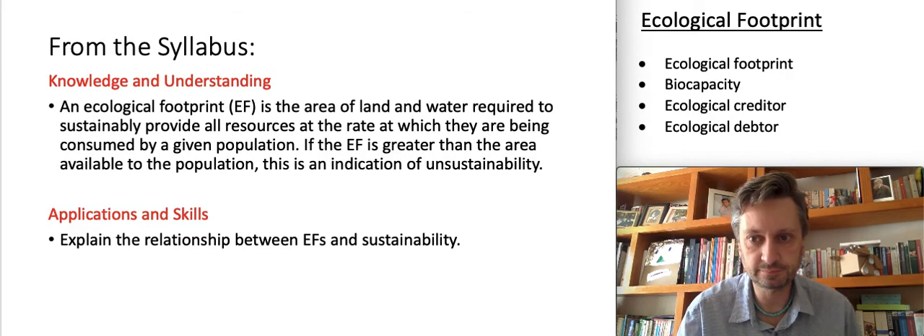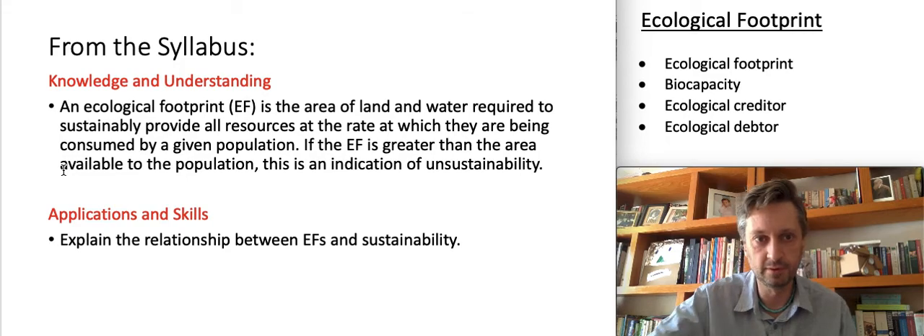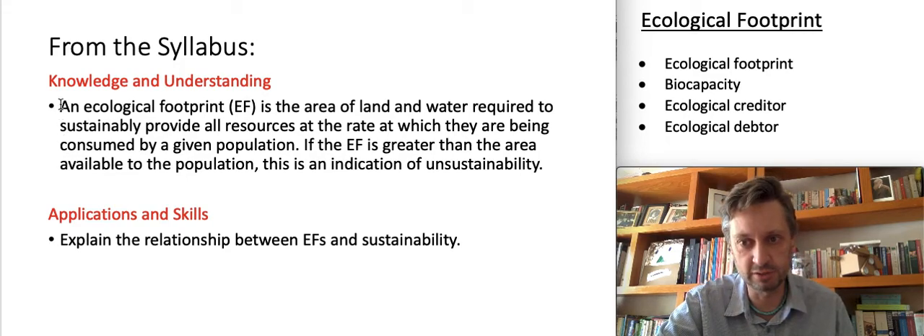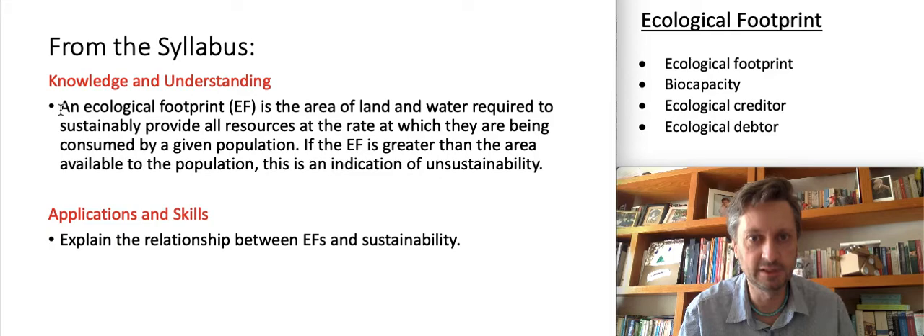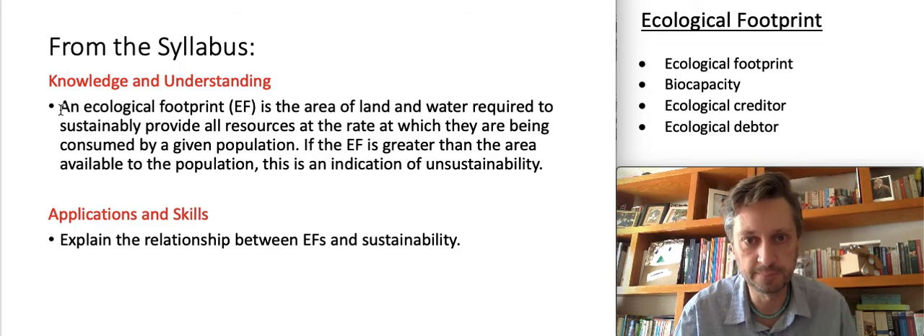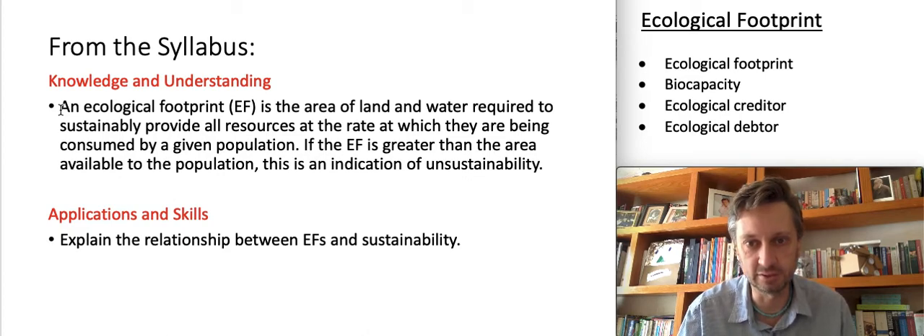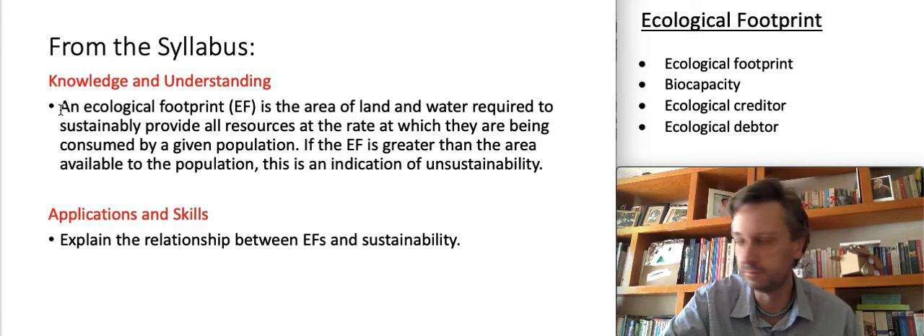This is the syllabus, and again, I've said this before, I don't think this is the greatest definition of ecological footprint. I think I'll try to give you a better one, and I'll try and give it some context, like I said before. But I'll just read out what the IB says ecological footprint is. So word for word, it says, an ecological footprint, or an EF, is the area of land and water required to sustainably provide all resources at the rate at which they're being consumed by a given population. And if the ecological footprint is greater than the area available to that population, it's an indication of unsustainability. That's quite a mouthful and not a particularly good definition in my view.